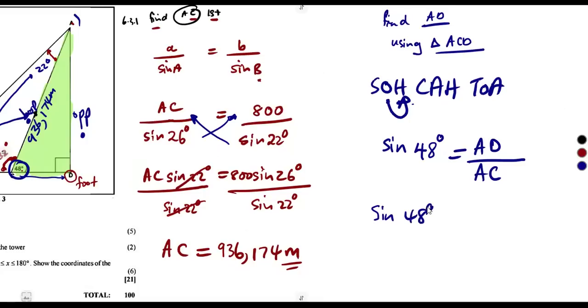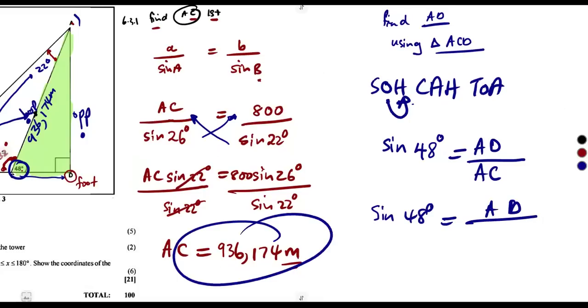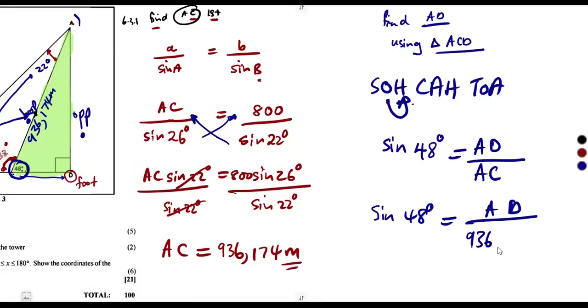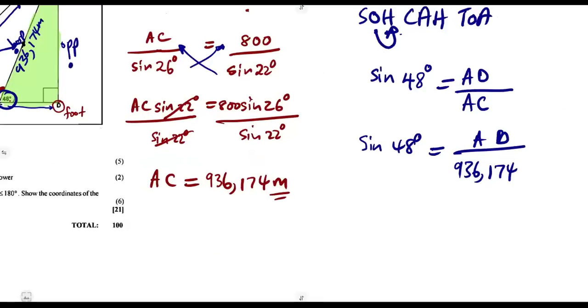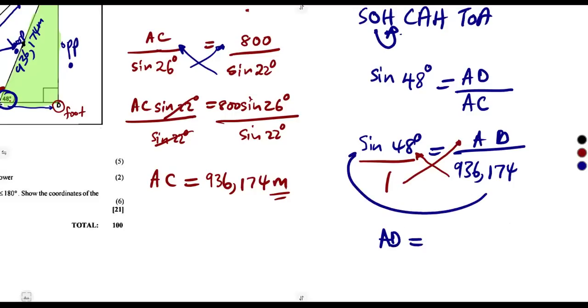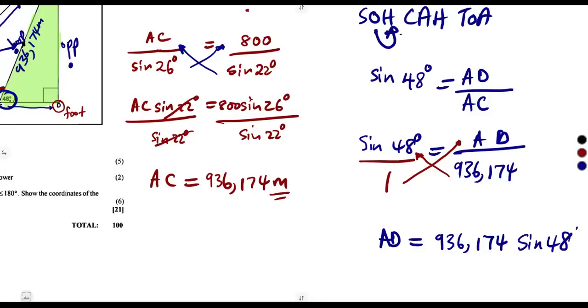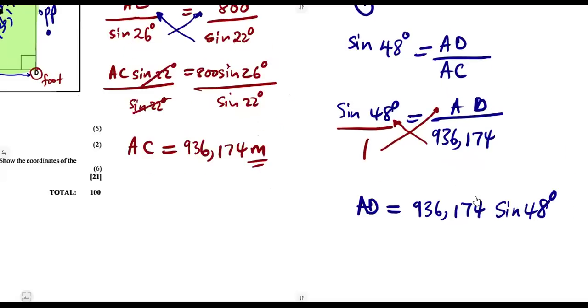So let's substitute, guys, because we have the AC. Sine 48 is equal to AD over AC. This is our AC here, 936.174. So let's calculate our AD. Simply cross multiply. This is over 1, so 1 times AD, that's AD, is equal to the product of this, 936.174 times the sine of 48 degrees. As it is on your calculator, you can simplify this.